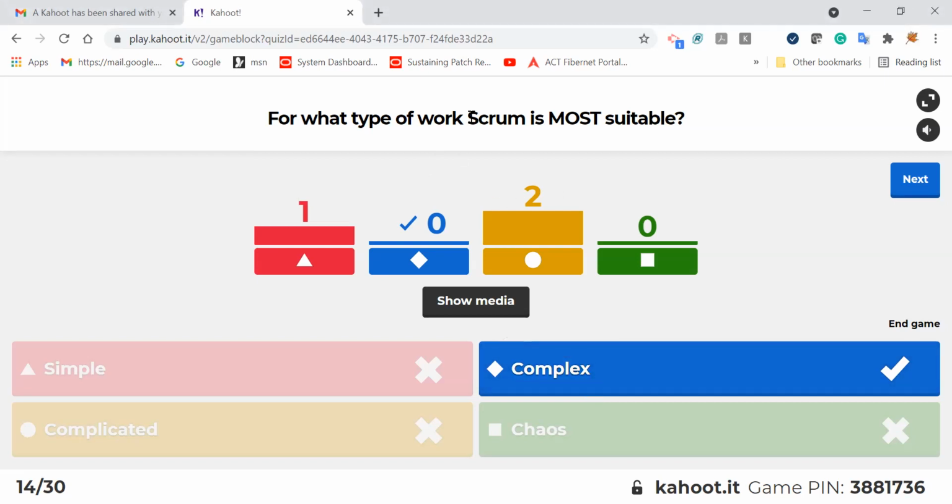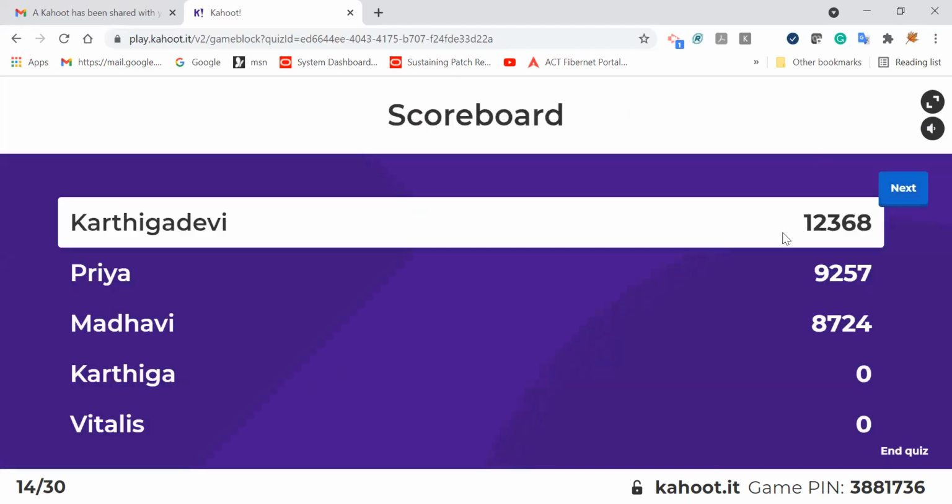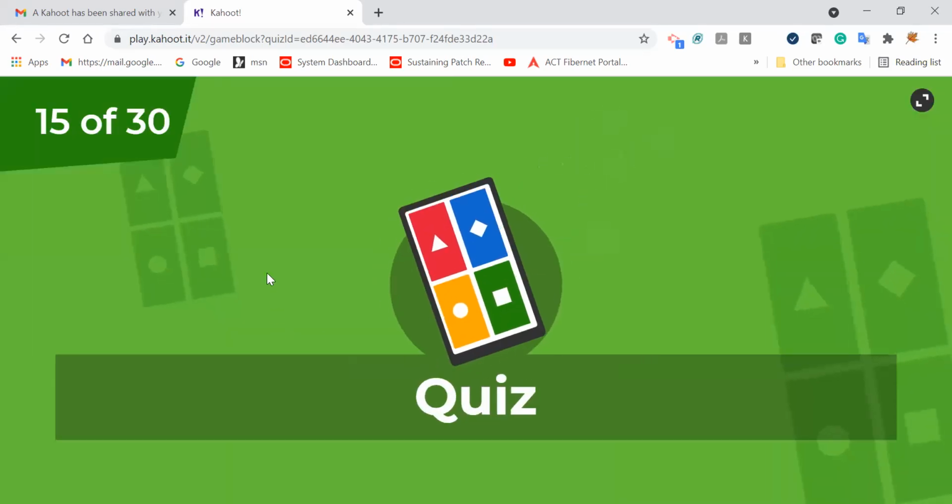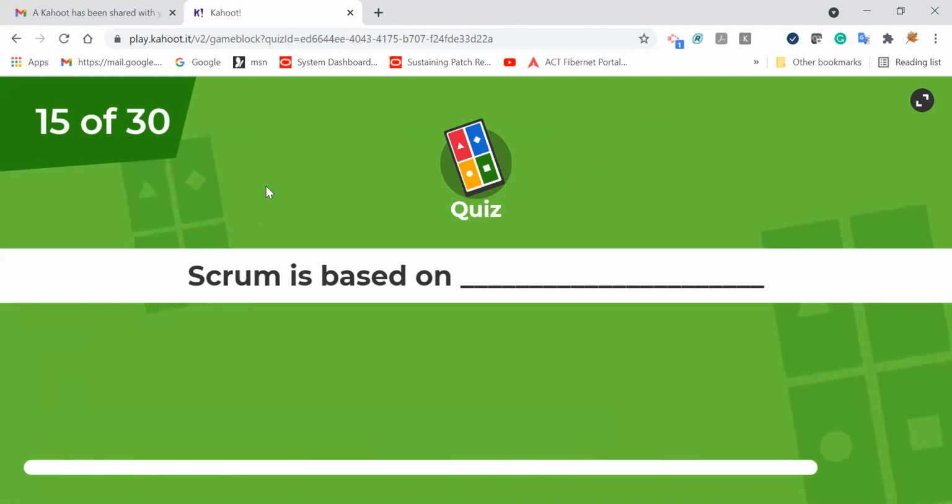Why not complicated? Both are the same, right? Complex or complicated, complicated is something different. Although both sound similar, this is a complex environment and complex development teams. Complicated means something easy and complicated, such kind of things, nothing more than that. If you see the Scrum guide, exactly what it talks about is complex. Okay. I can see Vitali is also fine now. Scrum is based on what?